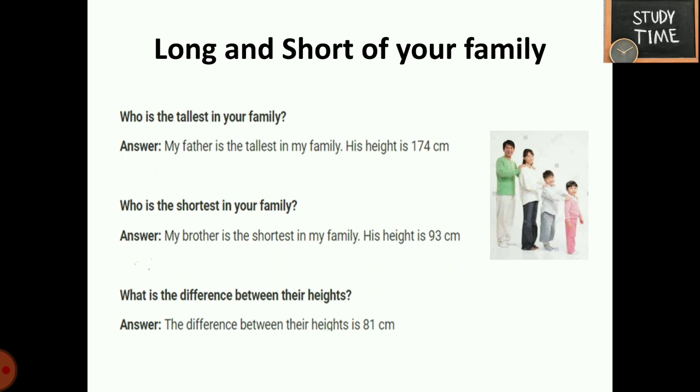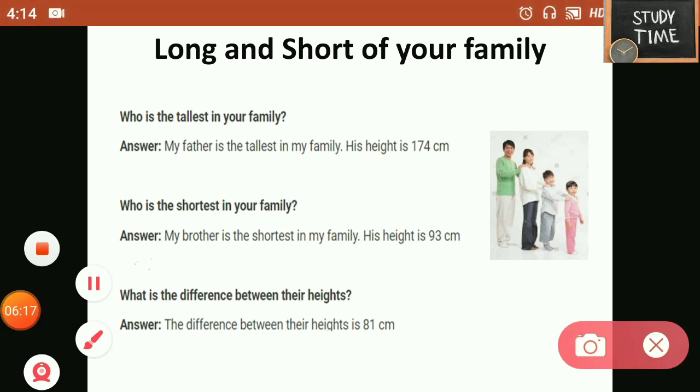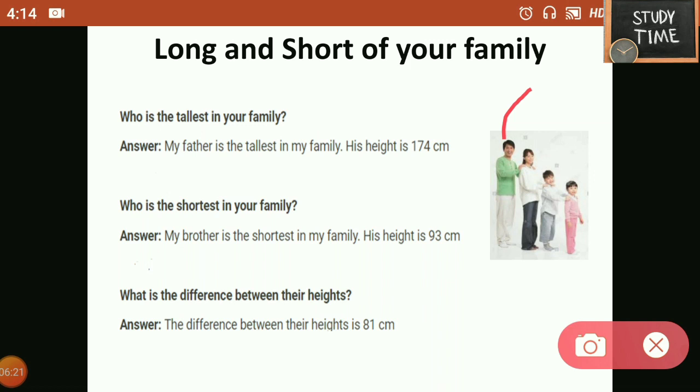Long and short of your family. Who is the tallest in your family? In a family of 4 members, obviously in most families, the father would be the tallest. Who is the shortest in your family? A younger brother or younger sister would be the shortest.